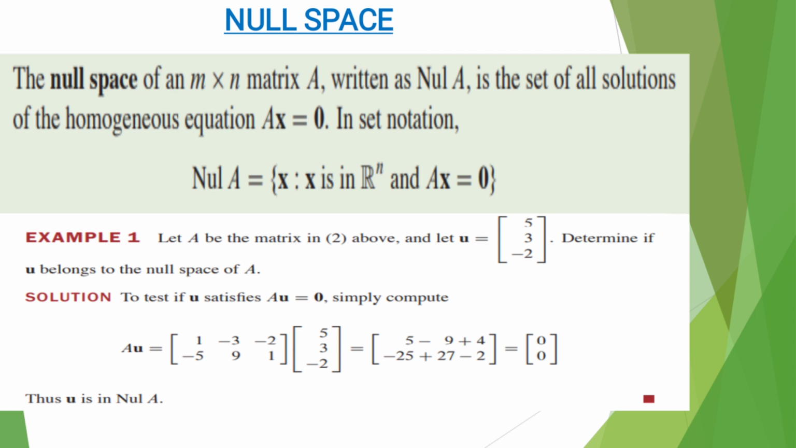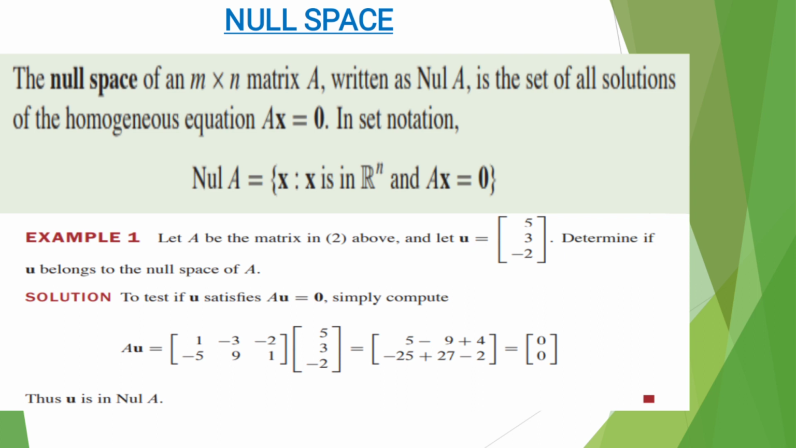So null A equals x such that x is in R to the power n and Ax equal to 0 bar. Here if Ax equal to 0 bar, then we say that x is an element of null A. Now let us check. Let A be the matrix with rows 1, minus 3, minus 2 and minus 5, 9, 1, and u equal to 5, 3, minus 2. Determine if u belongs to the null space of A or not. We say that u is an element of null A if Au equal to 0 bar.